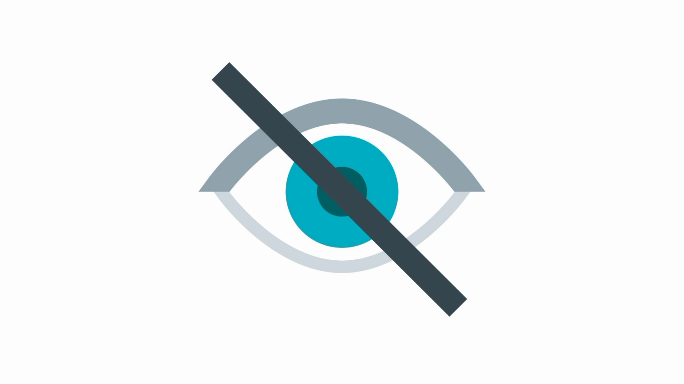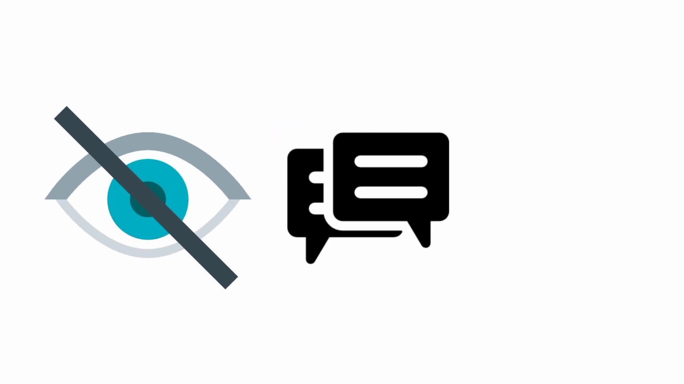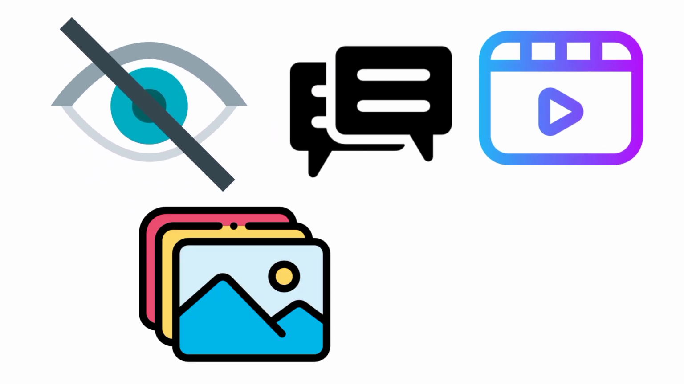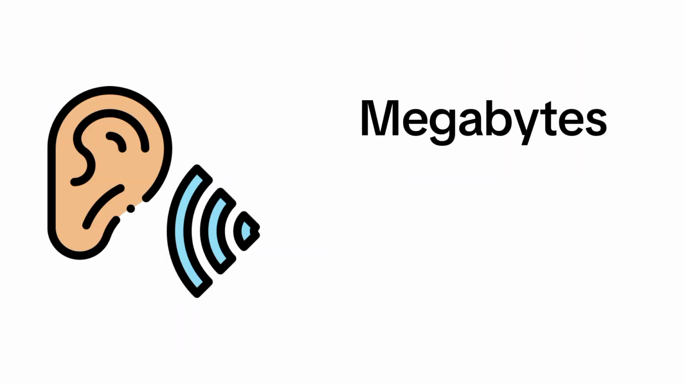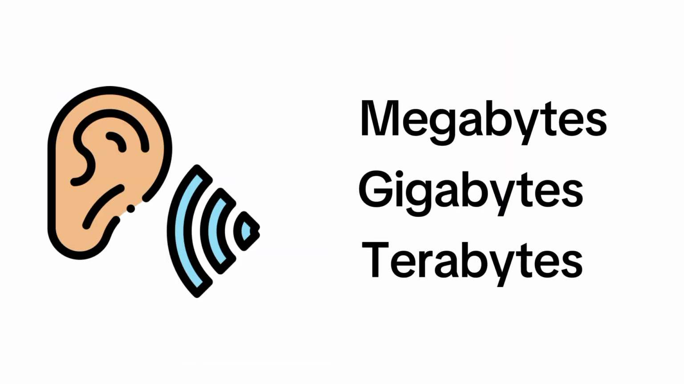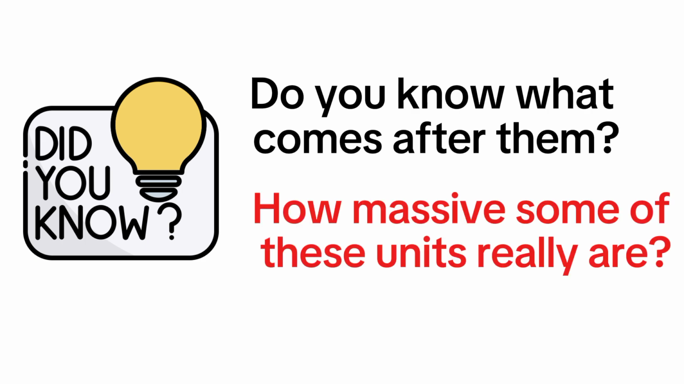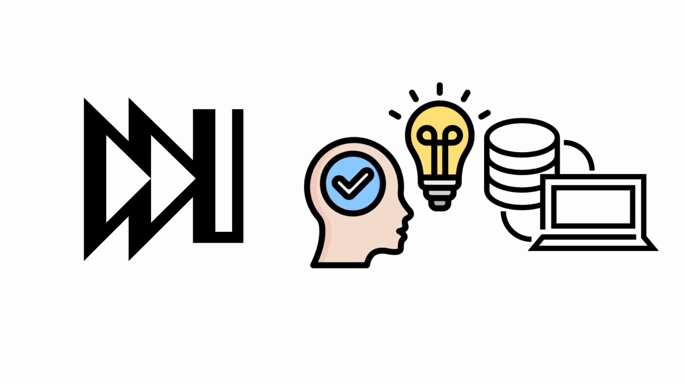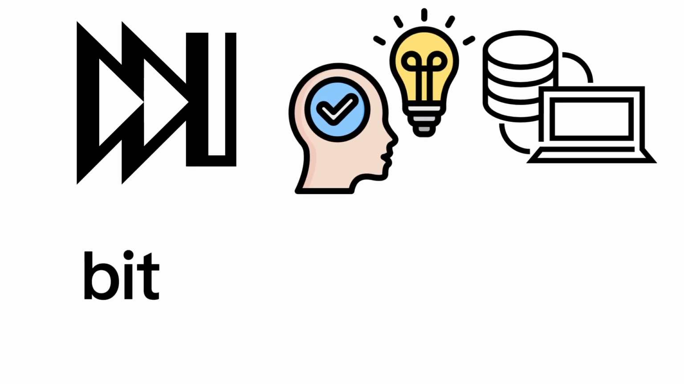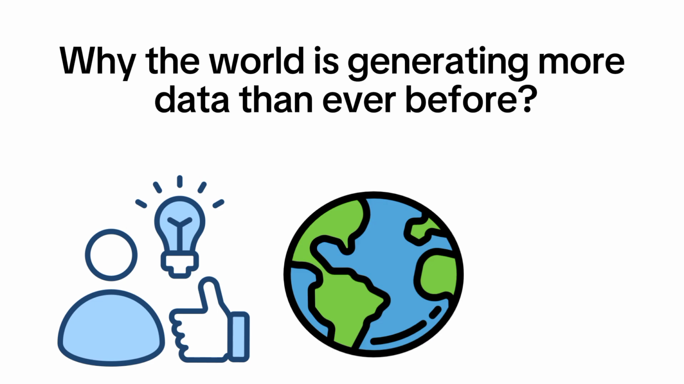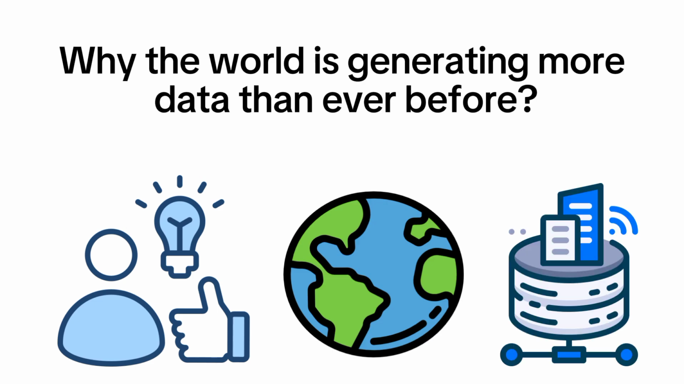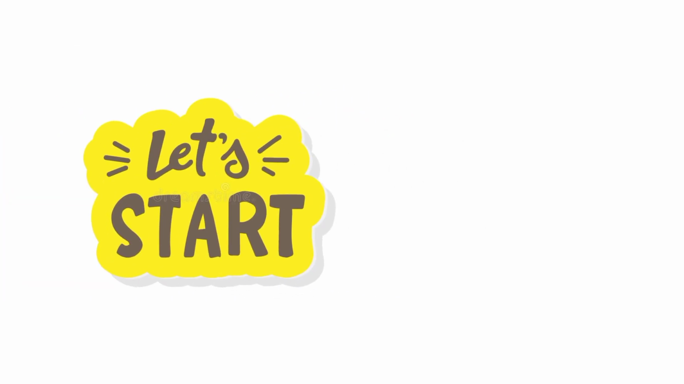The tiny invisible units that power every text message, video, photo, and even the apps on your phone. You've probably heard of terms like megabytes, gigabytes, and terabytes. But do you know what comes after them? Or how massive some of these units really are? By the end of this video, you'll not only know all the storage units, from the smallest bit to the mind-boggling Quettabyte, but you'll also understand why the world is generating more data than ever before. Let's start at the very beginning.